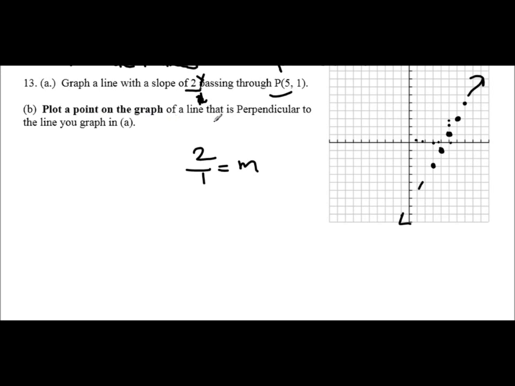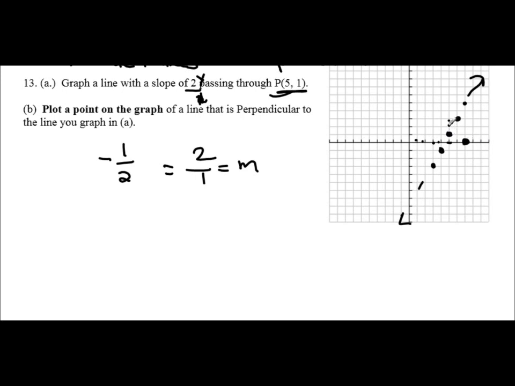How do I plot a point on the graph of a line that is perpendicular to this line? Well, for perpendicular, I would take the slope and make it the opposite reciprocal. So opposite means make it negative. Reciprocal means flip it. So flipping 2 over 1 would give me 1 over 2. So now I just have to plot a line with a slope of negative 1/2. And what I can do is pick that point they gave us, 5, 1, 1, 2, 3, 4, 5, 1, and then instead of going 2 over 1 from that point, I'm going to go negative 1 over 2. So I'm going to go down 1 to the right 2.